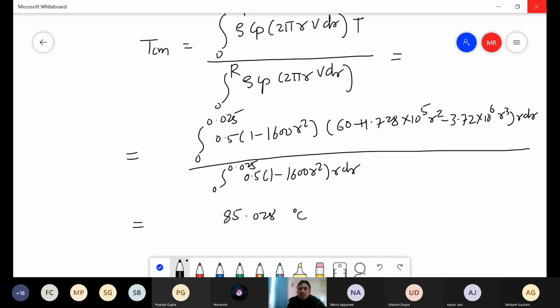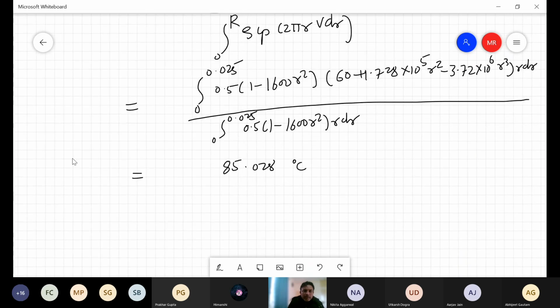So you can finish plugging in. You can do this numerical integration. You should be able to get this value. Okay, let's move to the next point.